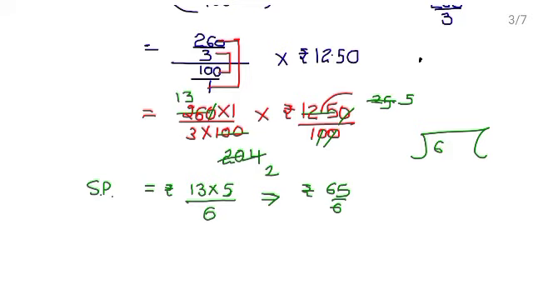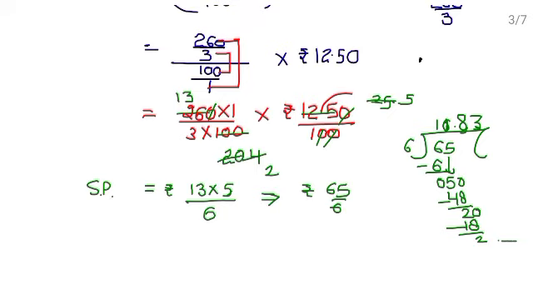Divide 65 by 6. 6 1s are 6. Subtract, 0. Copy down the next digit. Put decimal and take 10. 6 8s are 48. Subtract again. 6 3s are 18. Again 2. Now this is repeating 2 2 2.